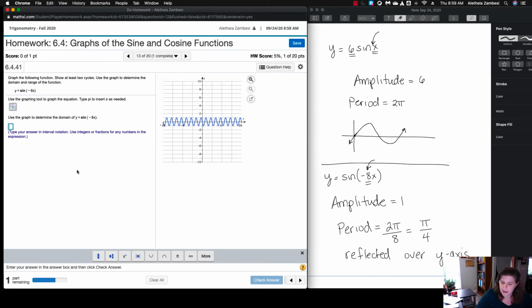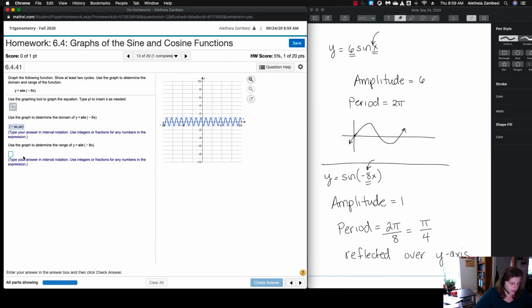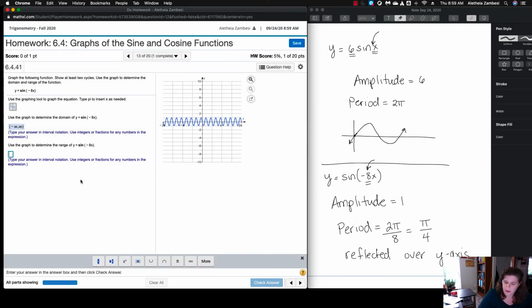Domain, same, negative infinity to infinity. And range here, since our amplitude is 1, we're going from -1 to +1.